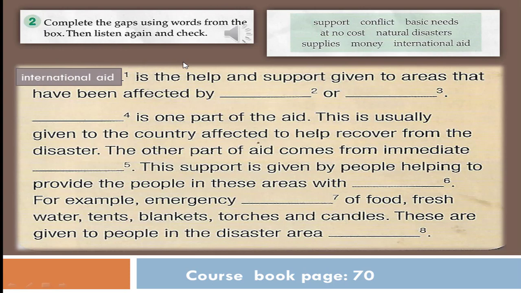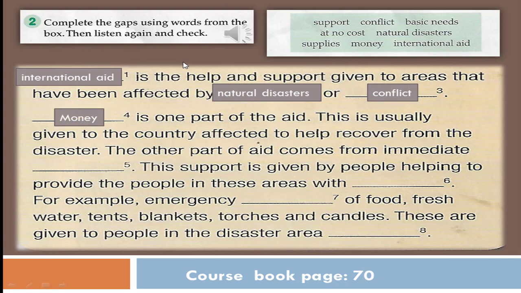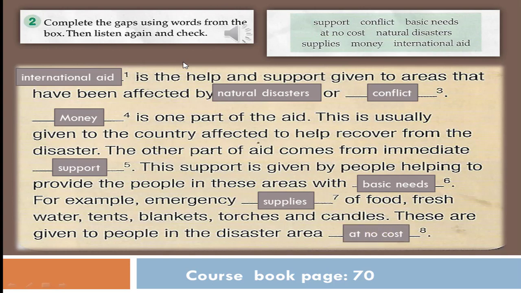international aid is the help and support given to areas that have been affected by natural disasters or conflict. Money is one part of the aid. This is usually given to the country affected to help recover from the disaster. The other part of aid comes from immediate support. This support is given by people helping to provide the people in these areas with basic needs. For example, emergency supplies of food, fresh water, tents, blankets, torches, and candles. These are given to people in the disaster area at no cost, that means for free. Those are the answers for task number 2.